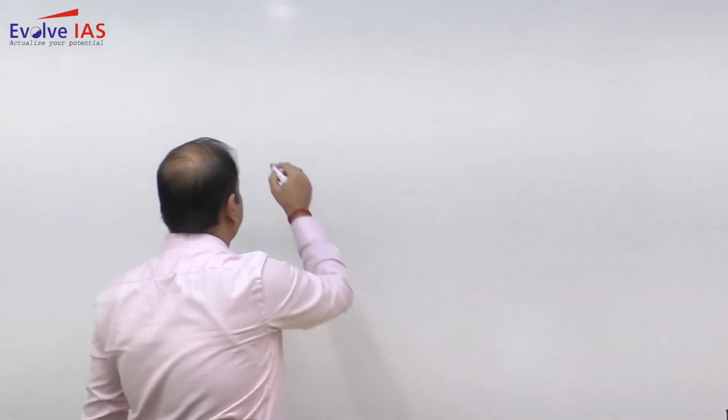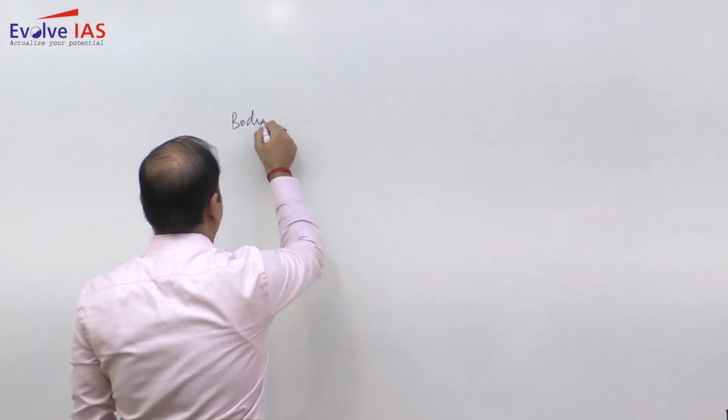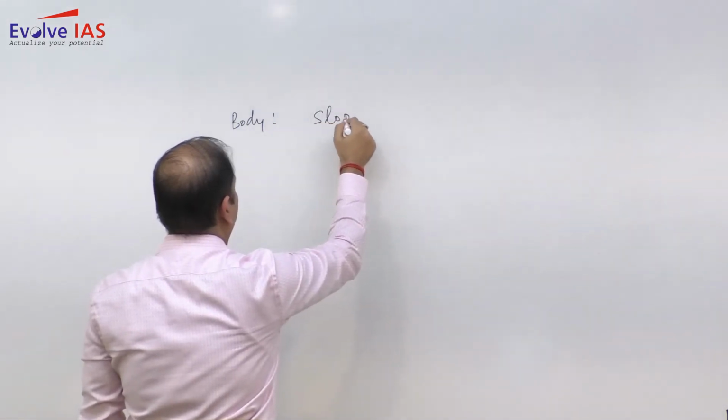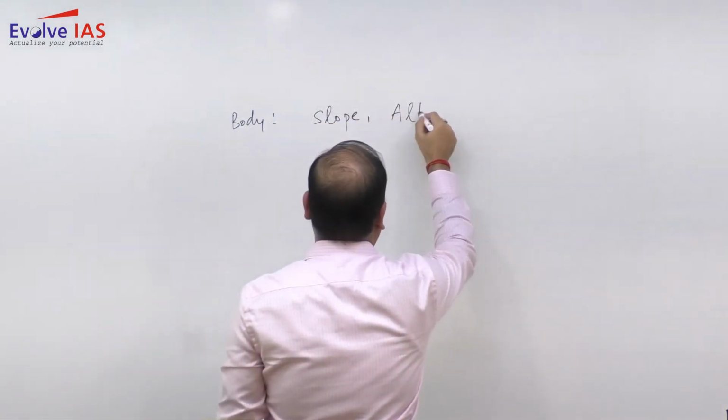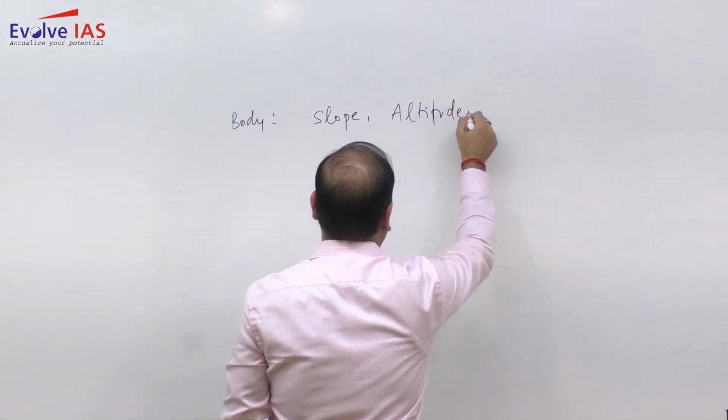Moving to next question, discuss the role of slope, altitude and relief in landscape development. Now, this question is basically from the geomorphology. अगर आप क्वेश्चन देखेंगे तो सिंपली it is asking about the discuss. So discuss the role of slope, altitude and relief. तो बॉडी में जो आपको लिखना है मेनली role of slope, altitude, relief.